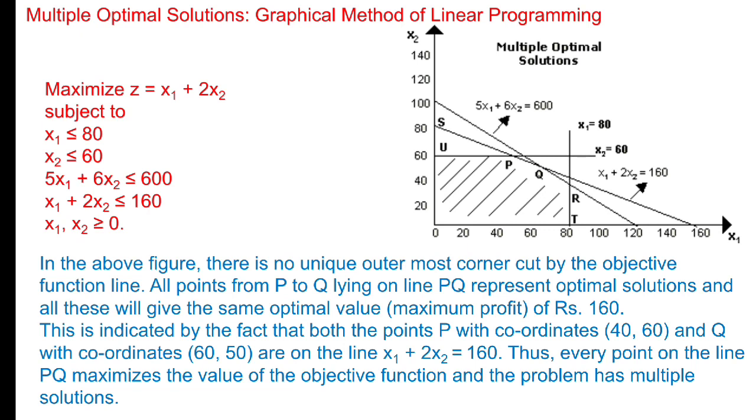We say multiple solutions when we get the same maximum Z value at two different points. Here the two different points are P and Q. The P and Q values of x1 and x2 will give the maximum Z equal to the same value. That is the reason this problem is said to have multiple optimal solutions.